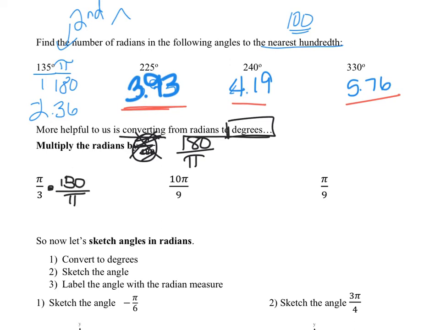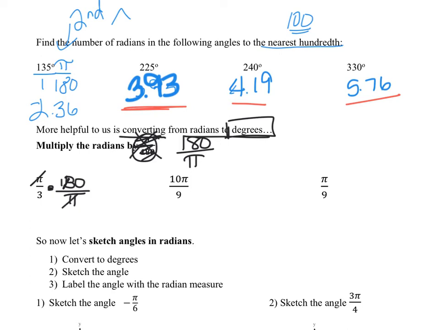Hold on. Okay, so we multiply it times 180, that's an 8. I suck at this. Okay, 180 over pi. And then you simply do the math. My dog is eating right next to me, so I apologize.